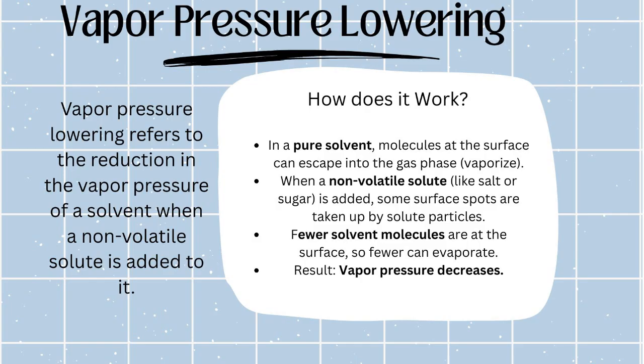But things change when you add a non-volatile solute like salt or sugar into it. Those solute particles mix in and take up space at the surface of the liquid. And since the solute doesn't evaporate, it just sits there, taking the place of some water molecules. The result? With fewer water molecules at the surface, there are fewer opportunities for them to escape into the air. As a result, less water evaporates, and this causes the vapor pressure to decrease, or what we call vapor pressure lowering.